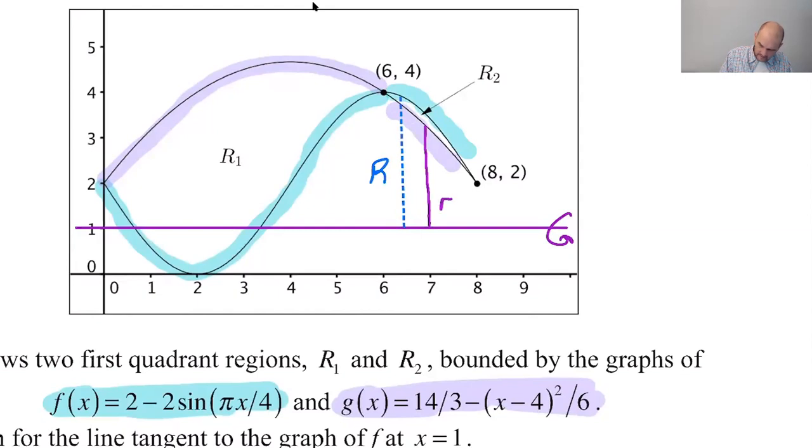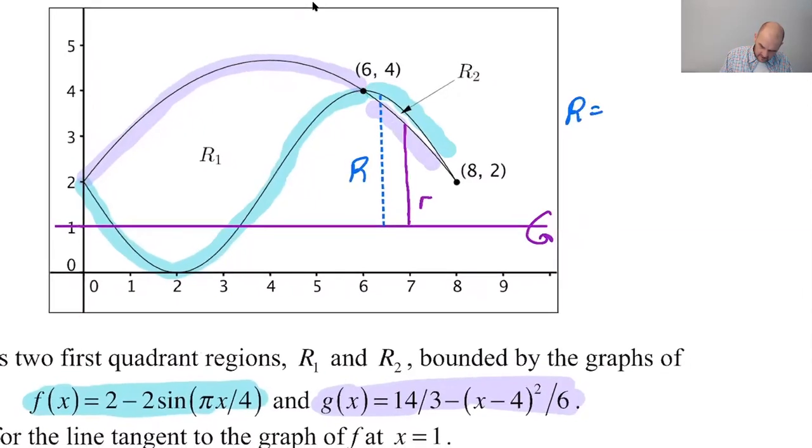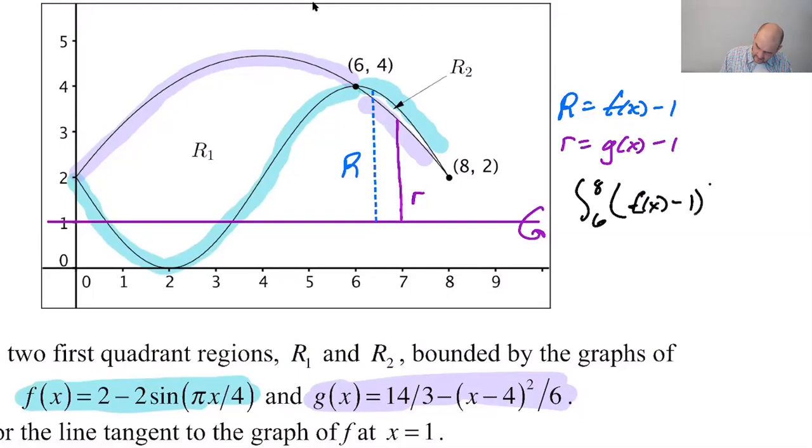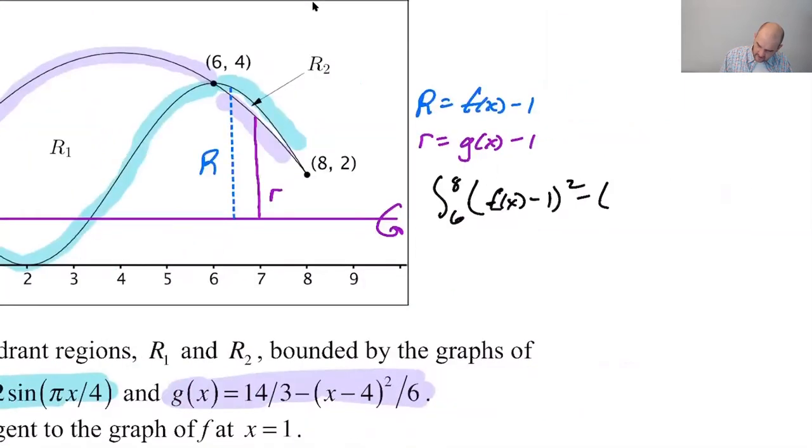So big R is going to be the blue thing, so f of x minus 1. And then little r is going to be g of x minus 1. And then we're going from 6 to 8. All right, so maybe I'll just write it here and then take it with me. The integral from 6 to 8 of the quantity, big R, f of x minus 1 squared minus the quantity, little r, which is g of x minus 1 squared dx.